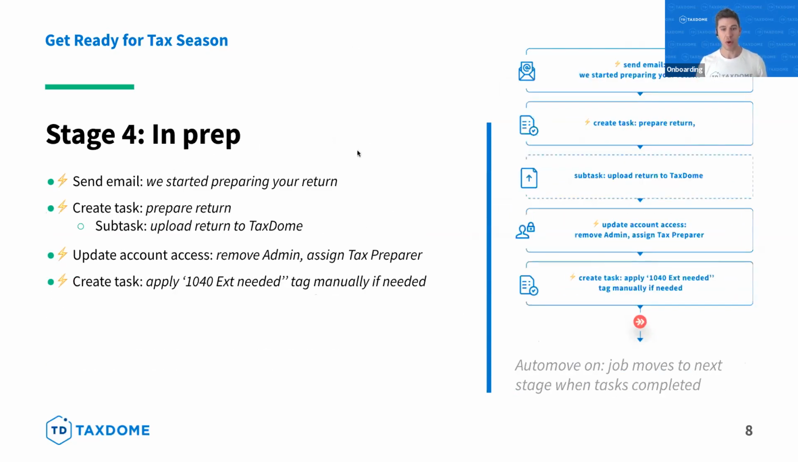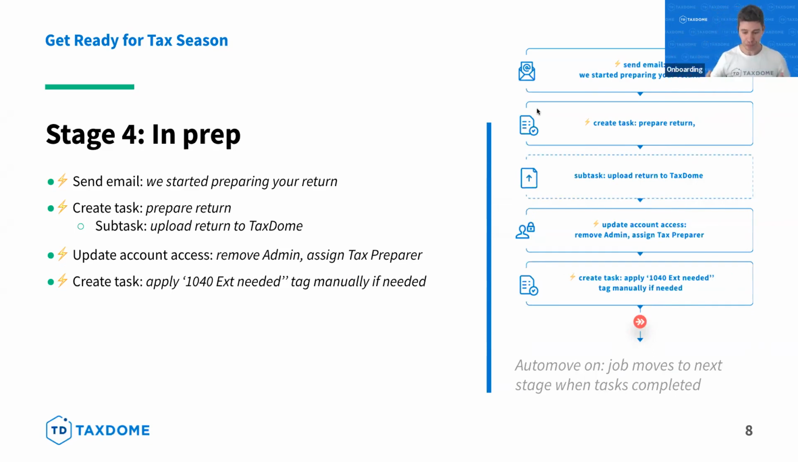So we get to the in prep part, okay? So we're set to the in prep part. And what this means is the client has submitted the organizer, they've signed the contract, and now it's time for you to actually get started and do what you do. So in this instance, we have the first automation, which is a communication to your client.